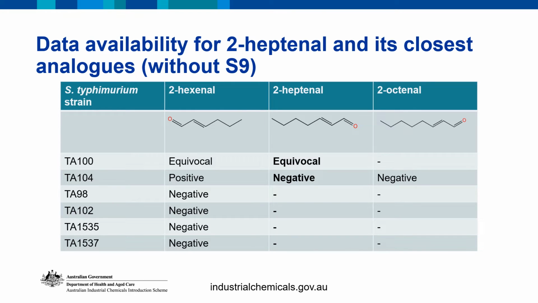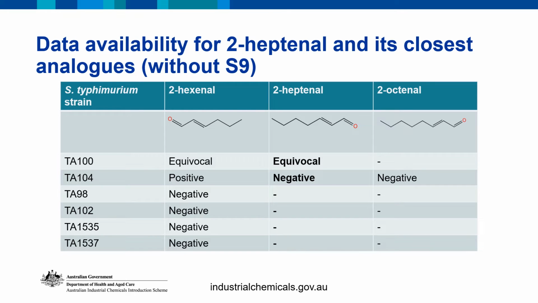Here is an overview of the available data for 2-heptanol and closely related 2-hexanol and 2-octanol. To simplify the presentation, we have limited our discussion to Ames mutagenicity without metabolic activation. This is because the majority of the data was for mutagenicity without metabolic activation. Furthermore, there were no alerts for DNA binding for simulated S9 metabolites of 2-heptanol in the OECD toolbox.